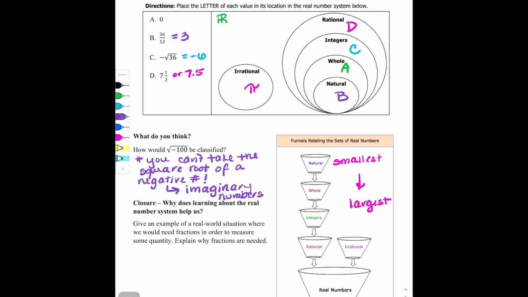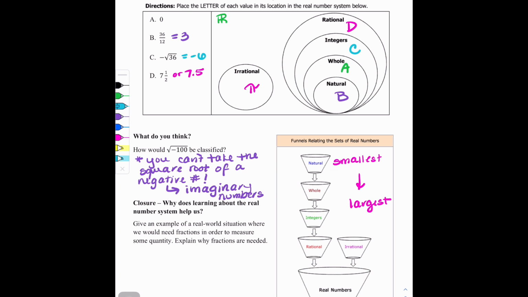So in closure, why does learning about the real number system help us? Again, you're going to pause the video and try this question and then resume the video to check your answer. I'd like you to give an example of a real world situation where we would need fractions in order to measure some quantity. Explain why fractions would be needed in this situation. So at this point, please pause the video and try to come up with an example, and then you can resume the video to see an example of mine.